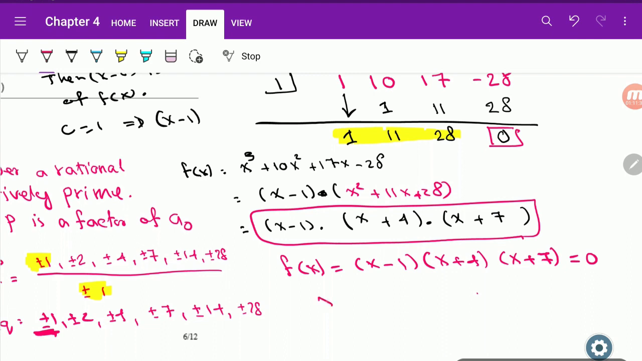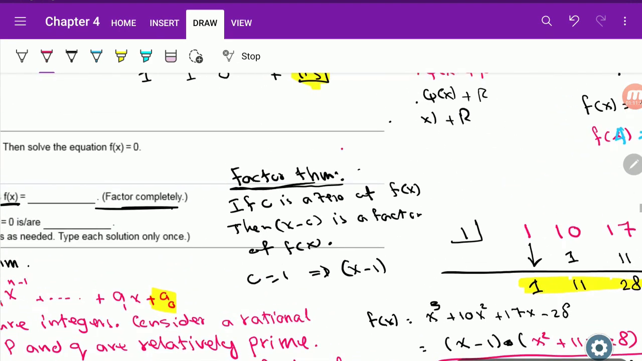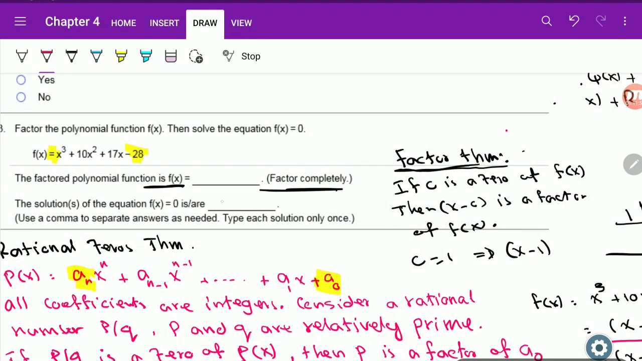So either x minus 1 is going to be 0, or x plus 4 is going to be 0, or x plus 7 is going to be 0. Solve each of them, you get x equals 1, x equals negative 4, x equals negative 7. So we've got 3 zeros: 1, negative 4, negative 7.